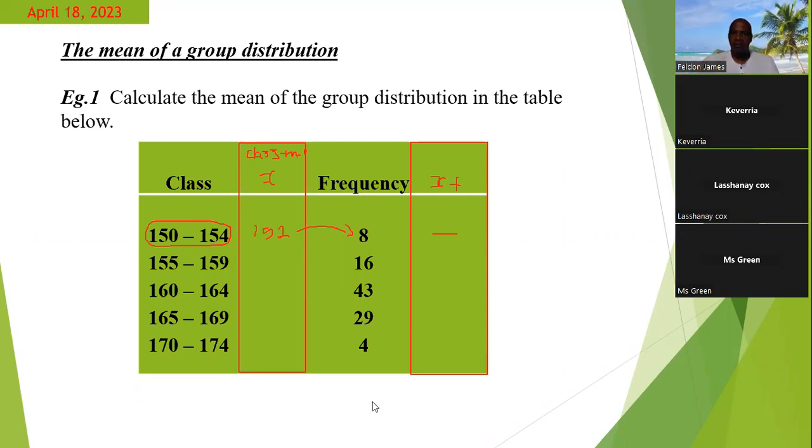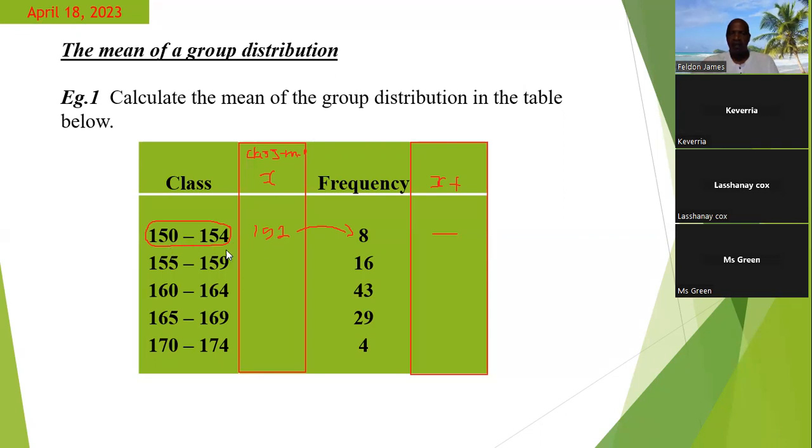All right, so let us look at what we have. For the class midpoint values, I would have done the first one, and your task was to complete the rest of that column. The general rule to calculate the class midpoint: you add the two values of the class, which we call the lower and upper limits. The lower limit is 150, the upper limit is 154. If you add both limits and divide by 2, you get the class midpoint.